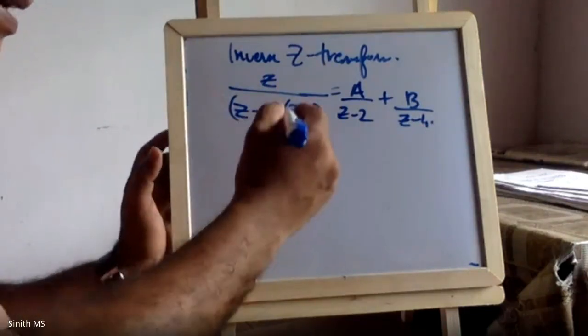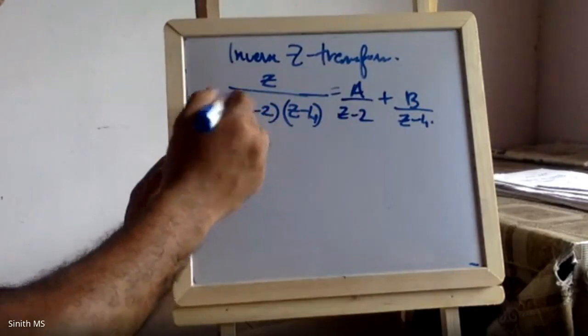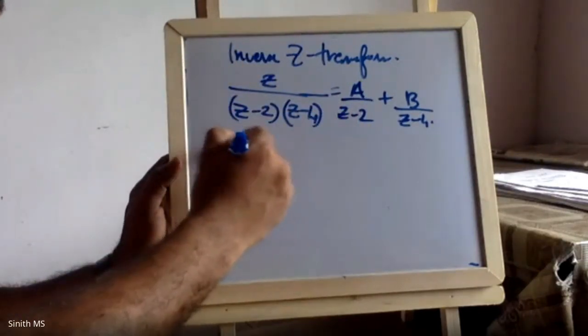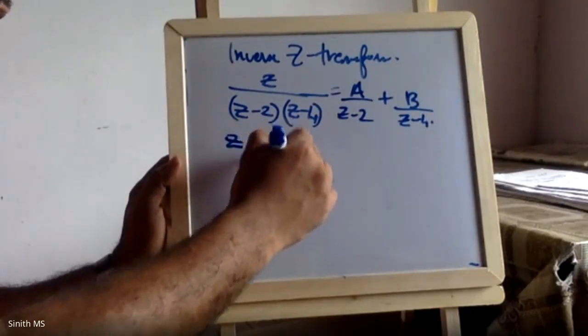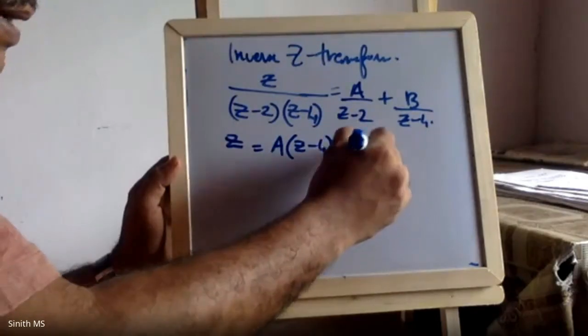How do you do this? You multiply everything with z minus 2 into z minus 4. So when you multiply both numerator and denominator, the denominator disappears here. So this becomes z equal to a into z minus 4 plus b into z minus 2.